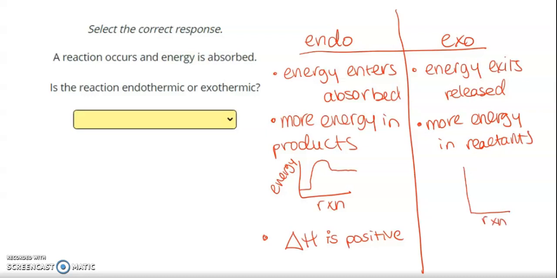If you sketch that graph with reaction progress and then energy, we have energy in reactants, activation energy, and energy in the products, and the energy in the products is lower than in the reactants. And then finally, delta H. For exothermic, energy is being released, so delta H is negative. Energy is leaving those chemical bonds.